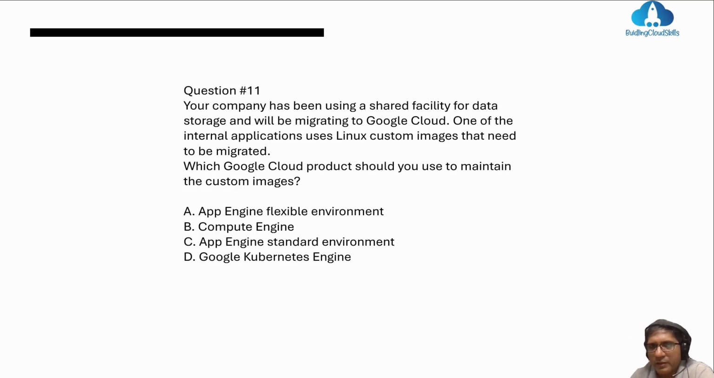All right, so this is the last question. A company has been using a shared facility for data storage and will migrate to Google Cloud. One of the internal applications uses a Linux custom image that needs to be migrated. Which of the Google products should you use to maintain the custom image? App Engine Flexible Environment, Compute Engine, App Engine Standard Environment, Google Kubernetes Engine. I have not covered this in the training so far, but just to bring it up with this question, even custom operating systems can be brought into GCP. You can export this from your environment as a VDI file, import it in Compute Engine, and run it over Compute Engine. So your right answer for this is Compute Engine.